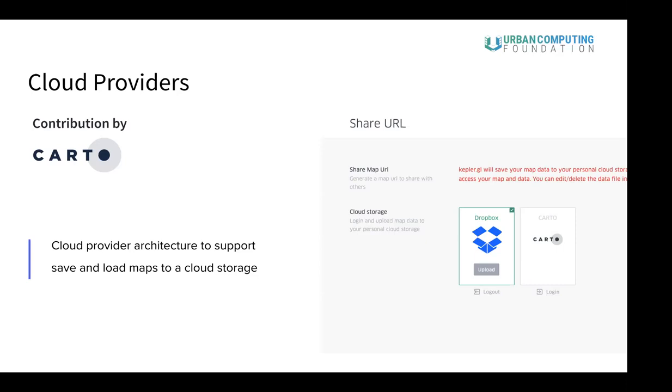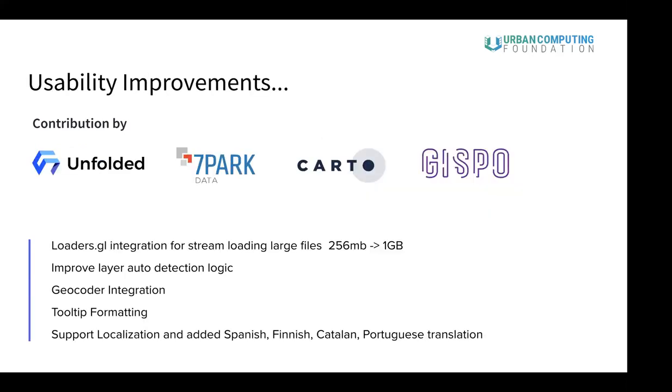One of the things we added is the cloud provider architecture, mainly driven by contributions from Carto. But the Kepler team does spend time making this generalizable, so you can add more cloud providers. And we have another PR up to add AWS, another provider, instead of just Carto and Dropbox. In addition, we're excited to see other companies' contributions to specific features.